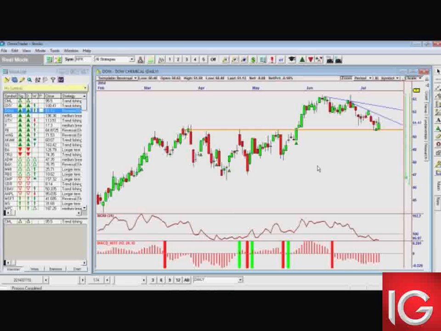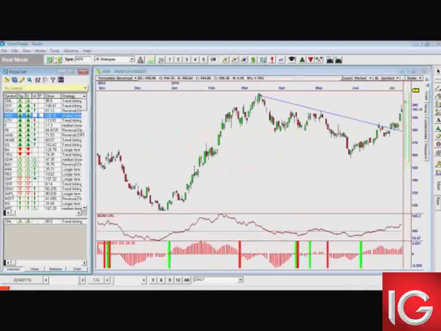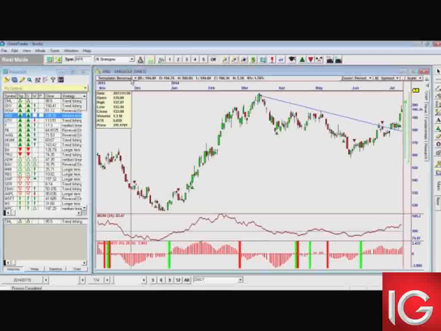So Dow Chemical on support, waiting for a break of that trend line. The reversal pattern has fired, and now we wait. On Anglo Gold, Anglo Gold fired on a medium breakout. It's a volatility system.